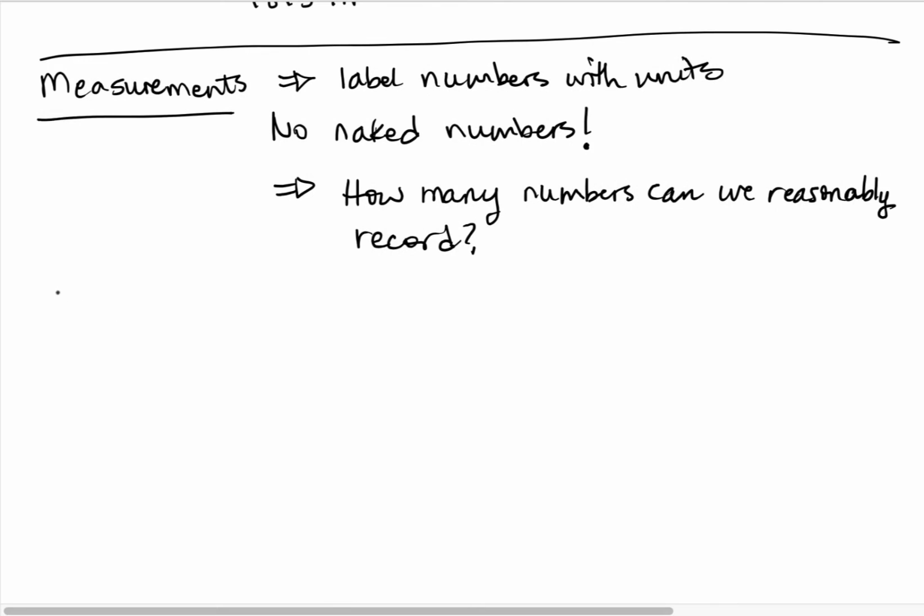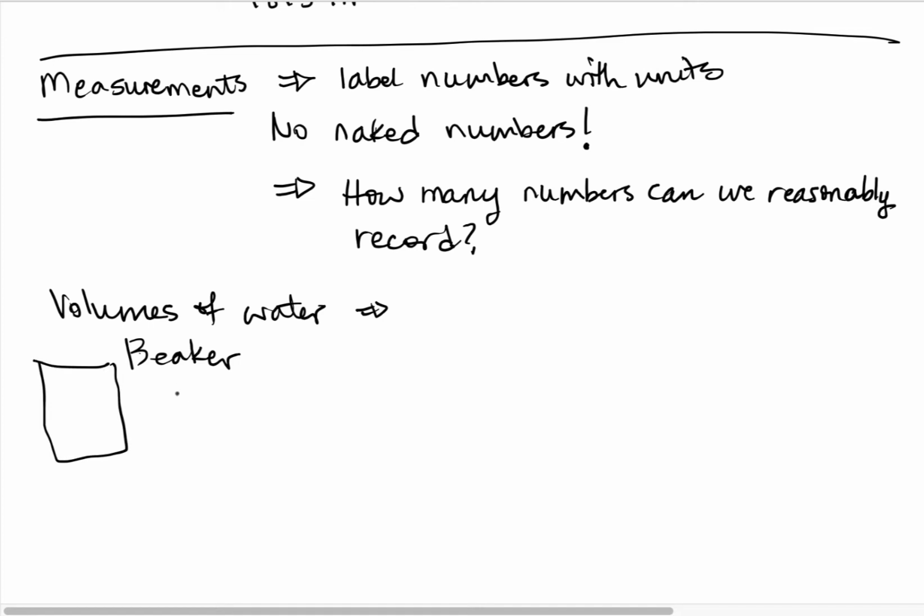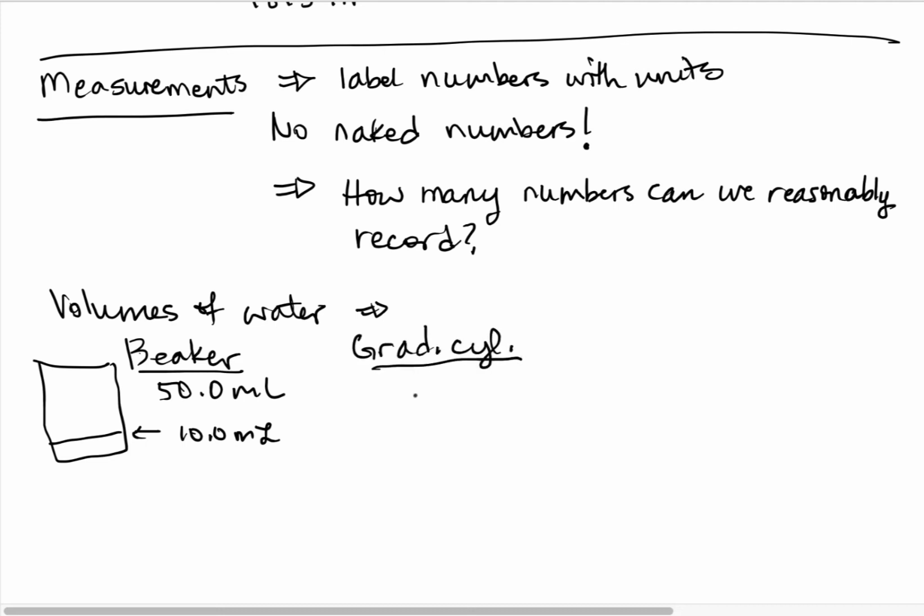So, for example, this summer I measured volumes of water. And I used 3 different instruments. I used a beaker, it was a 50 ml beaker, but I was measuring 10 milliliters of water. And there was a little line there. And then I also had a graduated cylinder. It was a 10 milliliter graduated cylinder. And it had gradations, as you would expect, more than what I've drawn here.